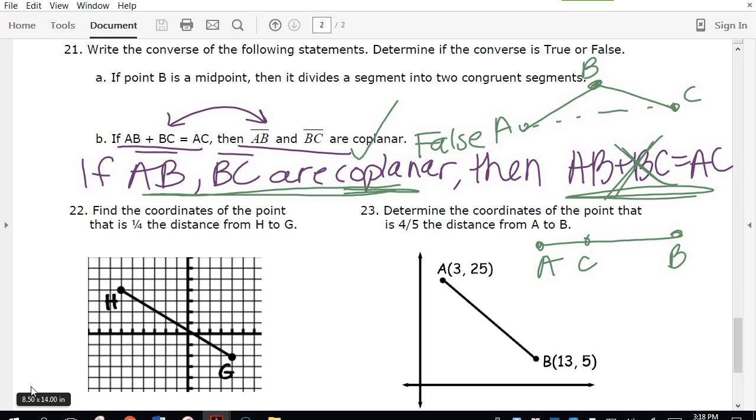What does converse mean again? What is converse? Reverse the hypothesis and the conclusion.